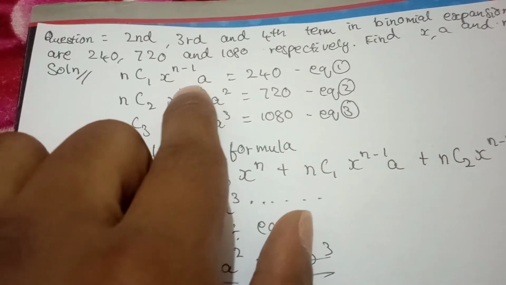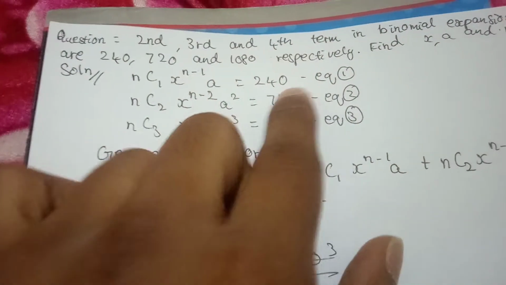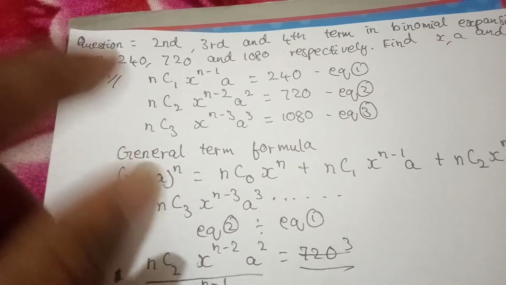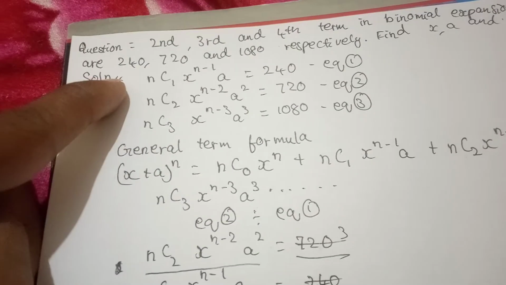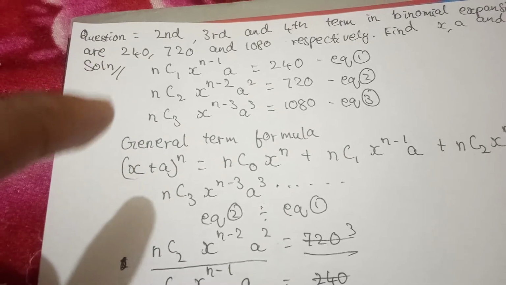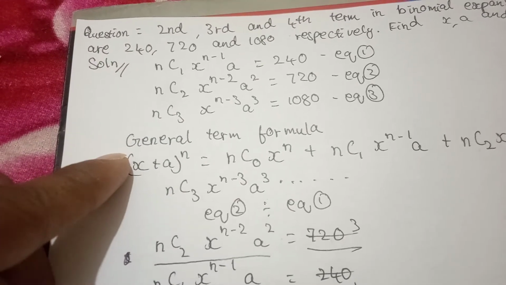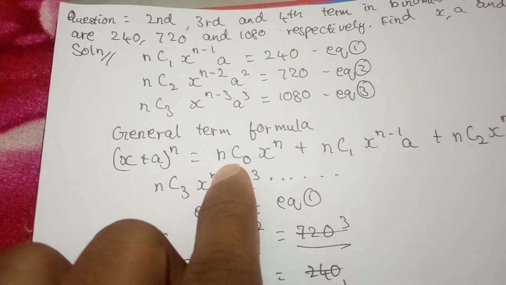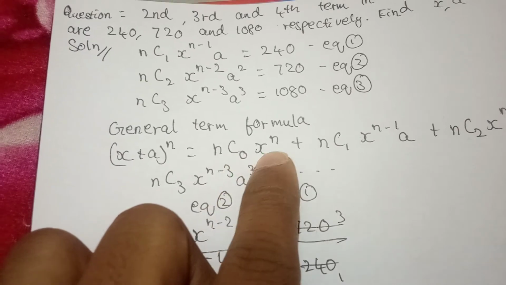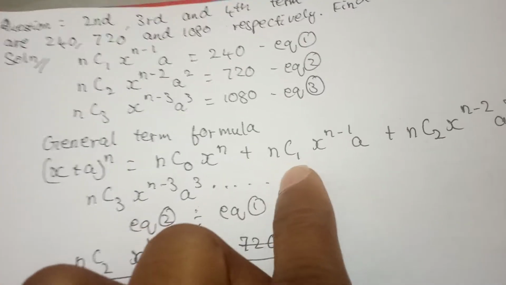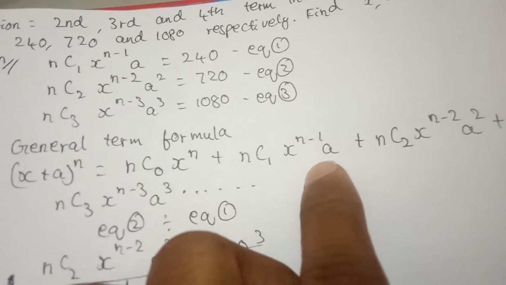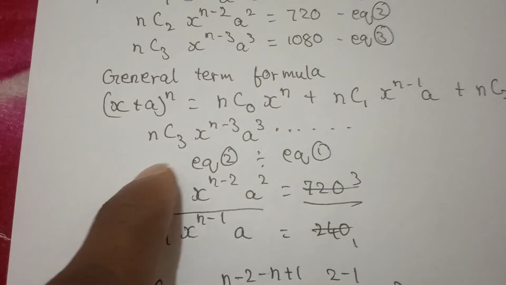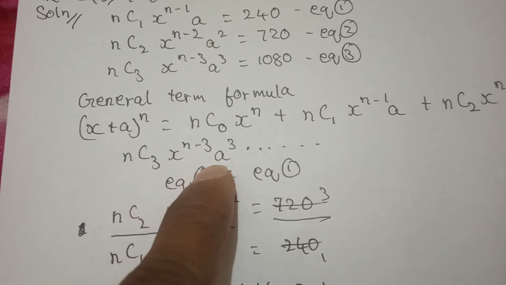nC1 x^(n-1) a is equal to 240. Similarly, for the other terms, you will get three equations. If you have a doubt on how those equations have been obtained, let's have a glance at the general term formula. (x + a)^n equals nC0 x^n plus nC1 x^(n-1) multiplied with a plus nC2 x^(n-2) multiplied with a square plus nC3 x^(n-3) multiplied with a cube.